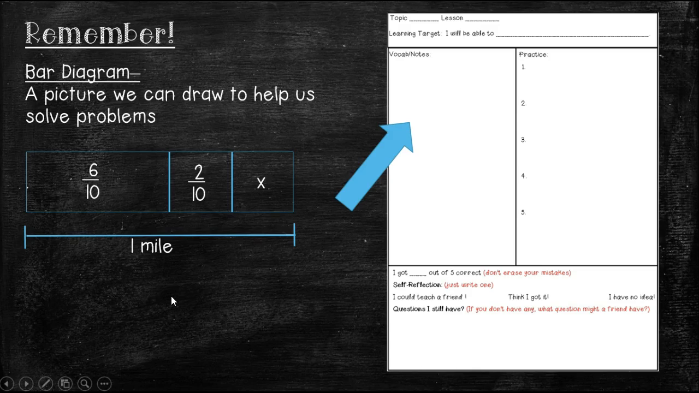So here's your vocabulary word for the night, bar diagram. It's simply a picture we can draw to help us solve problems. And here's an example of a bar diagram that I would also like you to write down in your notes so you can refer back to it later in the lesson.